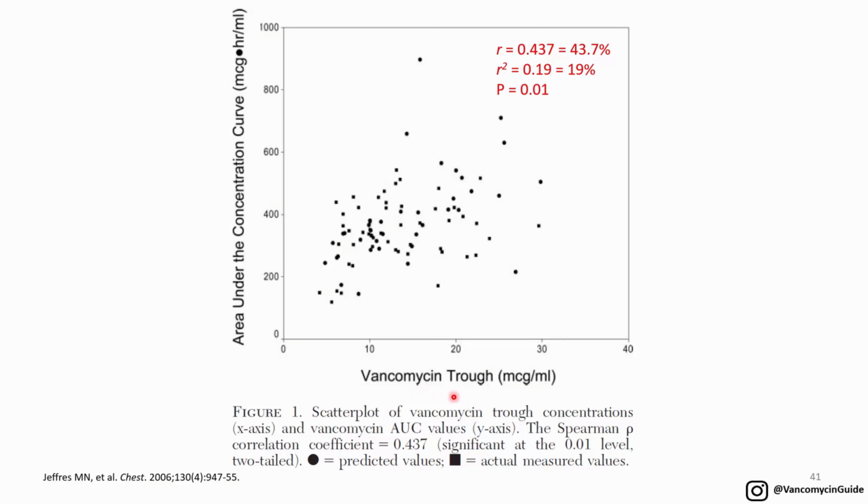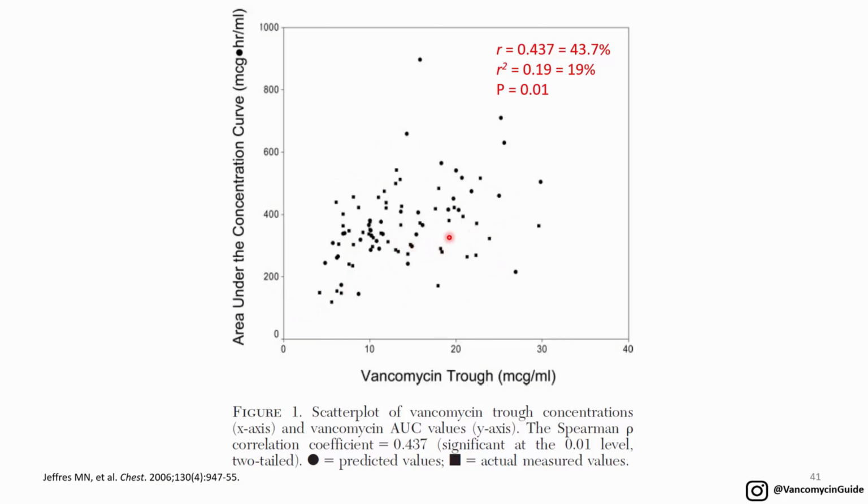So what they said was that they're using it as a surrogate for AUC, which is the actual parameter for efficacy. And they said that's because there's a significant correlation between trough and AUC. And when they said it's significant, what they meant was that this is statistically significant. So in this graph, on the horizontal axis, we're looking at the vancomycin trough, and on the vertical axis we're looking at AUC, and here you have a scatter plot.